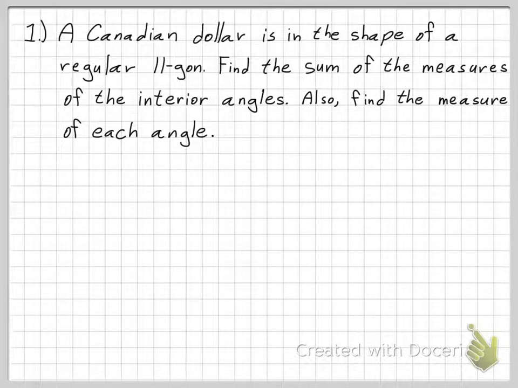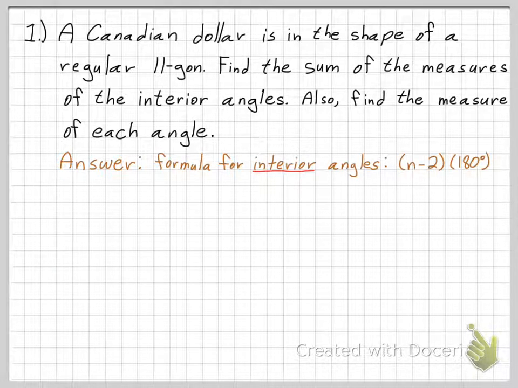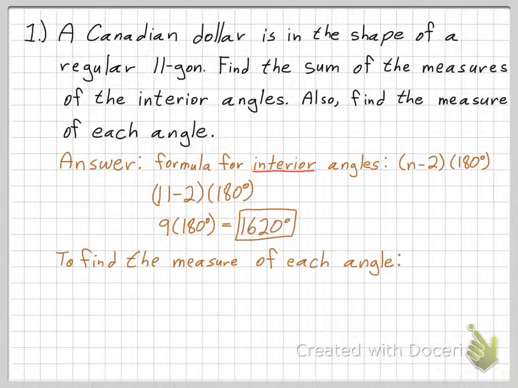So the answer, we'll start with the first part, which is just finding the sum of the measures of the interior angles. Remember the formula. The formula for the interior angles is n minus 2 times 180 degrees. You take the number of sides, subtract 2, multiply by 180 degrees. Well, this is an 11-gon, right? So it's going to be 11 minus 2 times 180 degrees, or 9 times 180 degrees. And here we have the sum. It's 1,620 degrees, okay, is the sum of the measures of the interior angles.